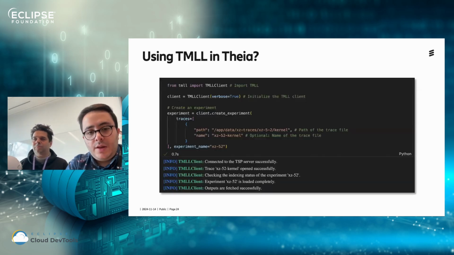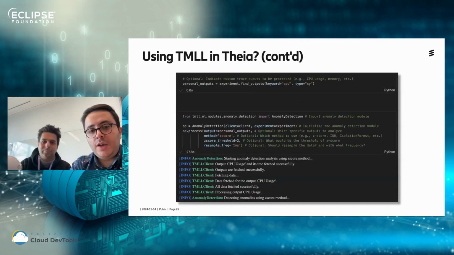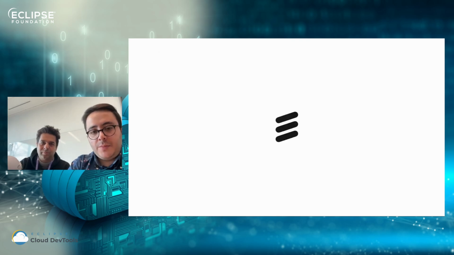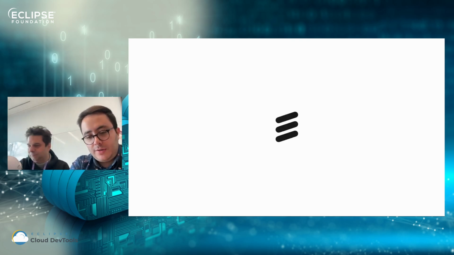And how can we actually use it in Theia? Very basic. We import the library, import our traces, and say, okay, I want these inputs and give me an anomaly detection. We can put in our own parameters, but 99% of the things are done automatically. So that was my presentation. I hope that you have enjoyed it. I'm glad to hear any questions that you might have.